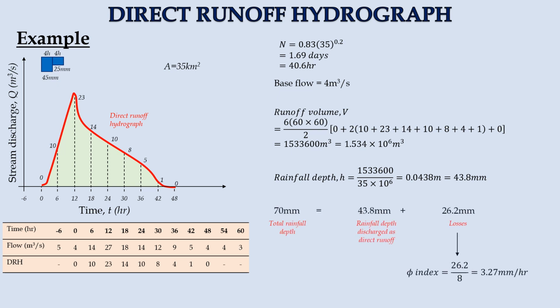mm. The total rainfall depth over the duration of 8 hours is 70 mm. 43.8 mm of the rainfall has been discharged as direct runoff. This means 26.2 mm of rainfall is gone due to losses. By distributing such losses over the period of 8 hours, we obtain a rate of 3.27 mm per hour. This is what we call a phi index.